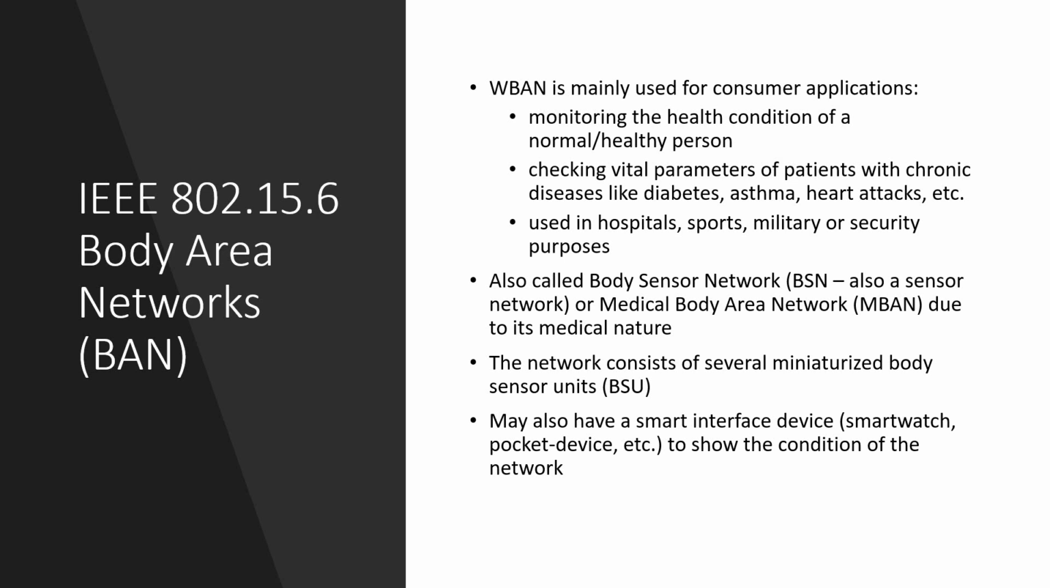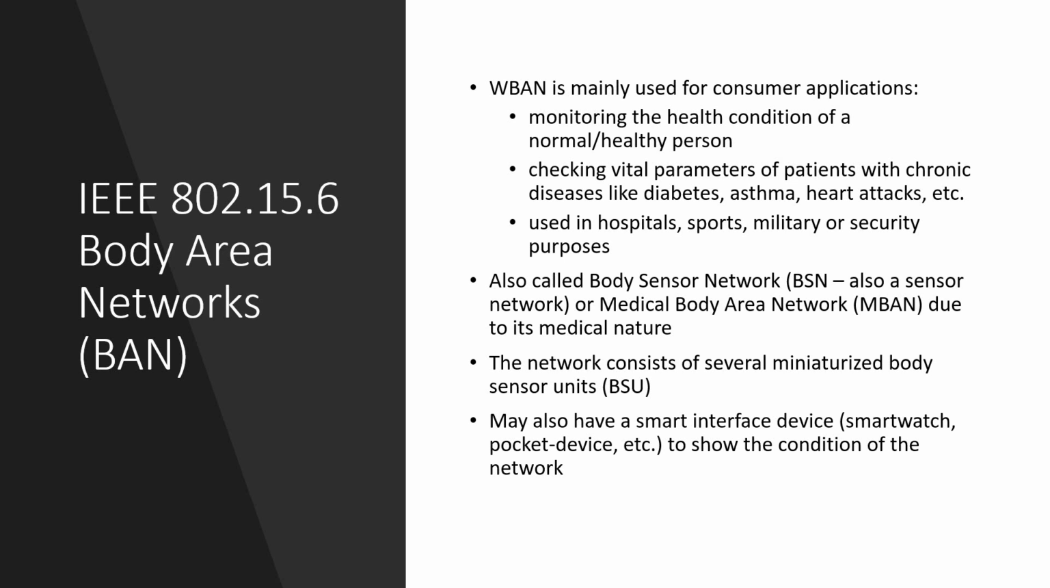But the body area networks usually means that there are sensors placed throughout the body which take readings. And another example can be checking the vital parameters of patients with chronic diseases like diabetes, asthma, and heart attacks. So these are patients who are sick throughout their lifetime. So checking their vital parameters, their conditions, for example, in case of diabetes, whether the sugar is high or low, things like that are checked using body area networks.